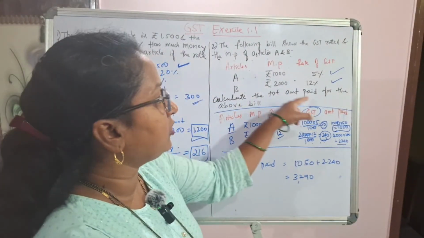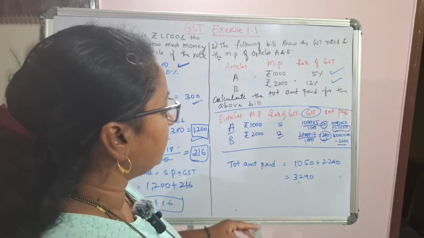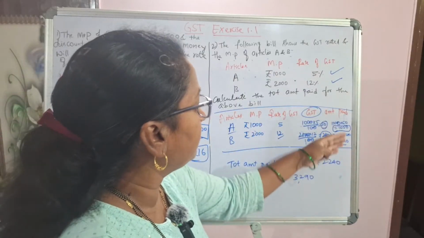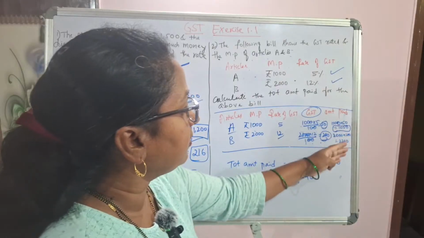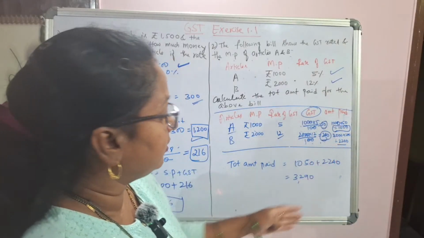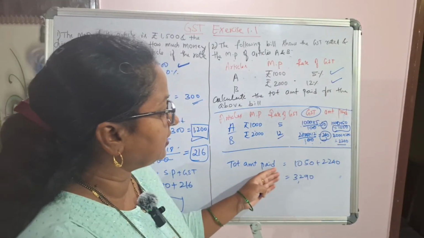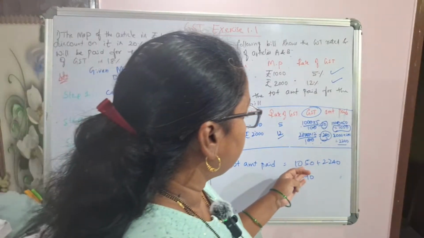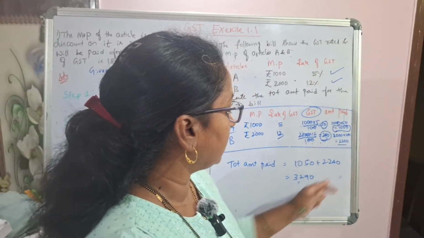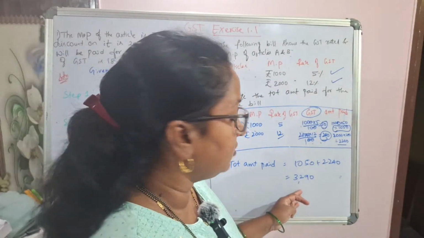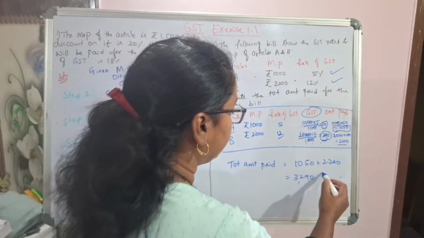Now, to calculate the total amount paid for the above bill, we have to add up the amount paid for article A and B. That is, total amount paid is equal to 1050 plus 2240, which is equal to 3290 is the final answer.